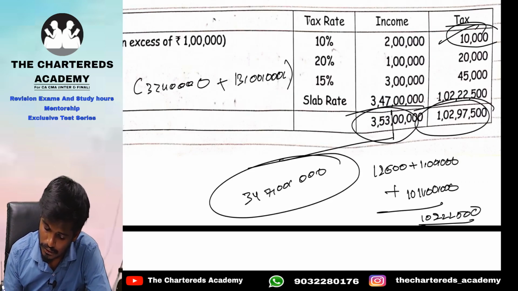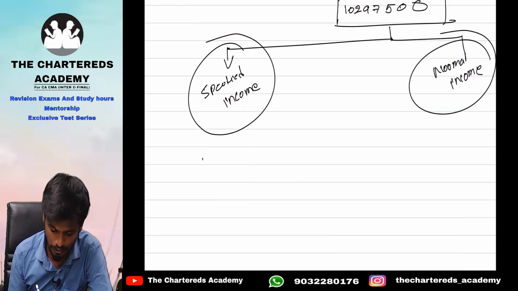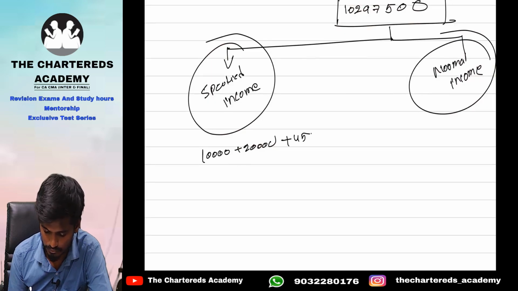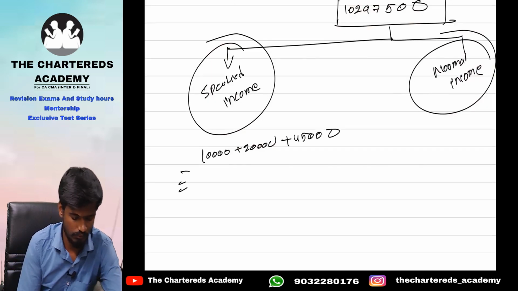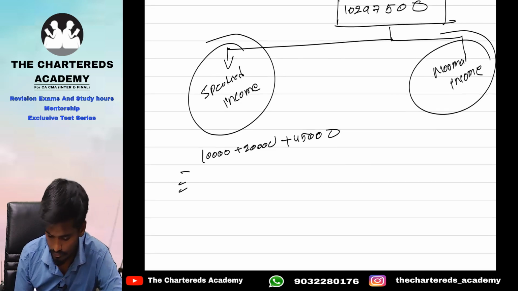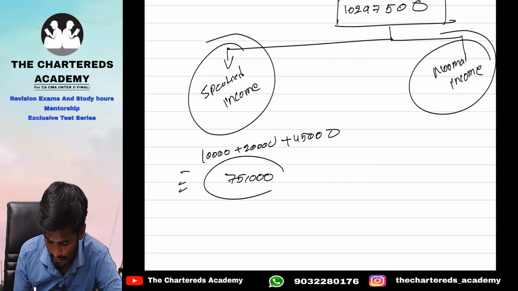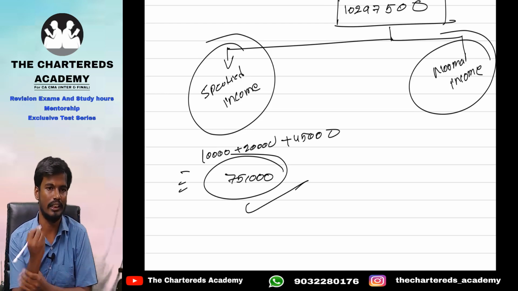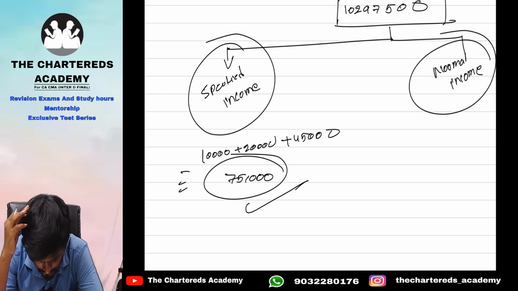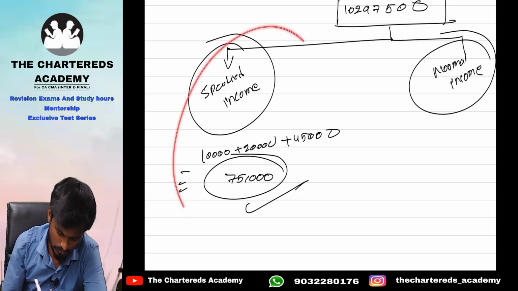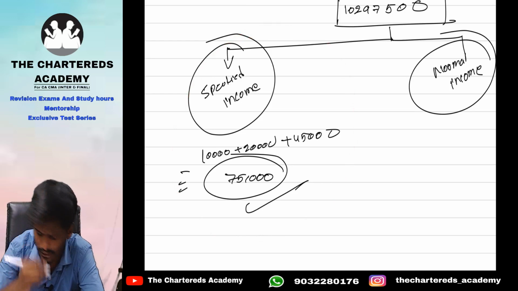In the specified income, 10,000 plus 20,000 plus 45,000. It is just 75,000. It is all about the 75,000. Okay, guys, it is 75,000.